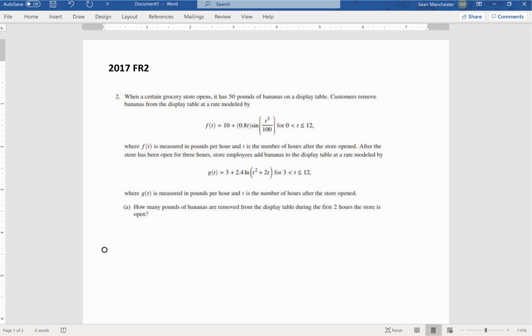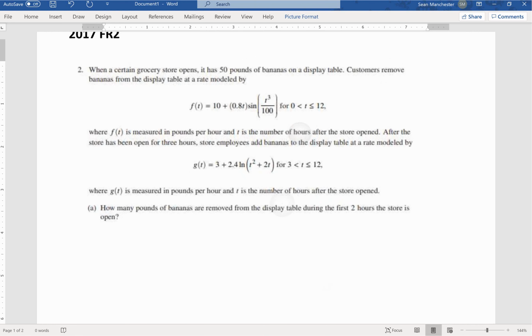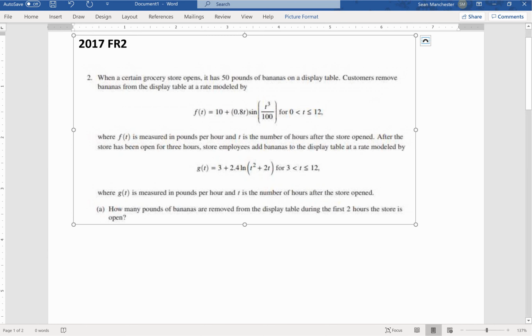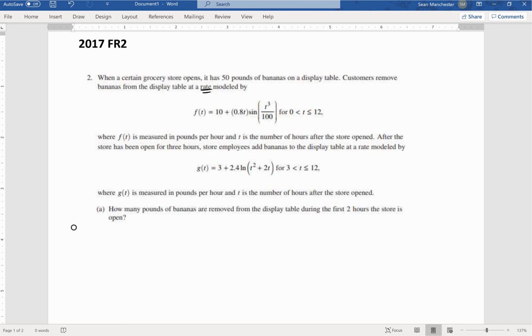Okay, and we're going to see that applied in an example here, and this is a really common type of application on the AP exam as well. So here's a question from 2017, number 2. It says, when a grocery store opens, it has 50 pounds of bananas on a table. Customers remove bananas from the display at a rate modeled by f of t equals 10 plus all this nonsense, for 0 to 12 hours, per hour, where f is measured in pounds and t is the number of hours since the store opened.